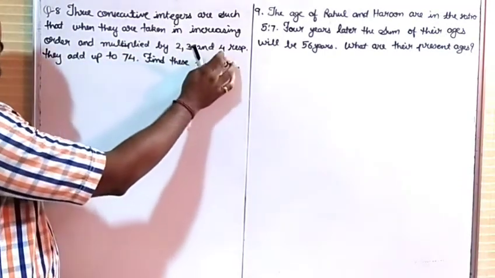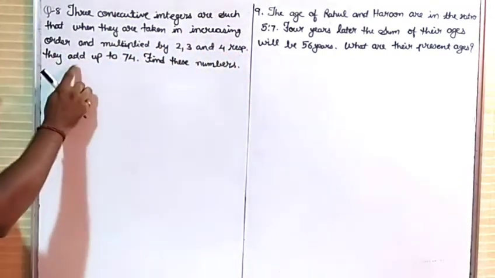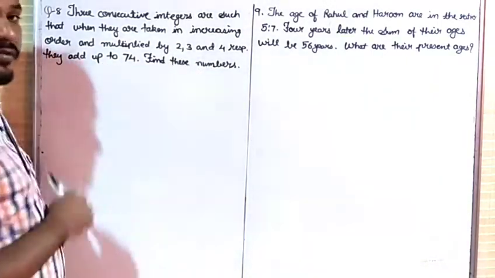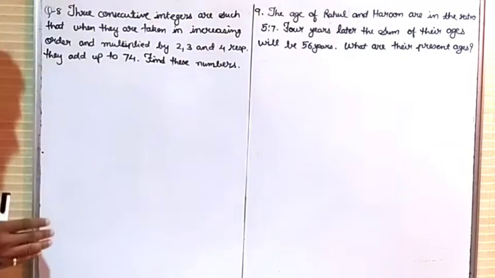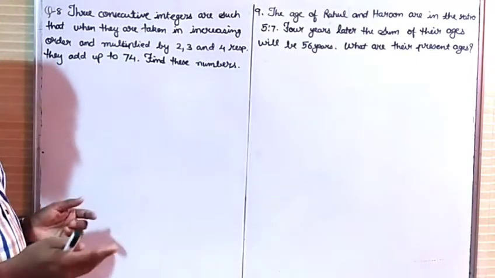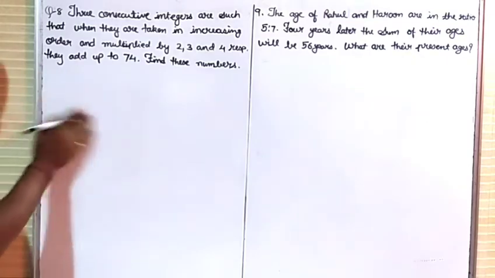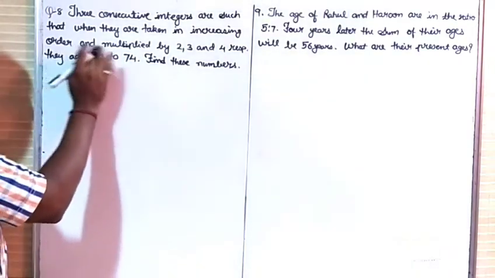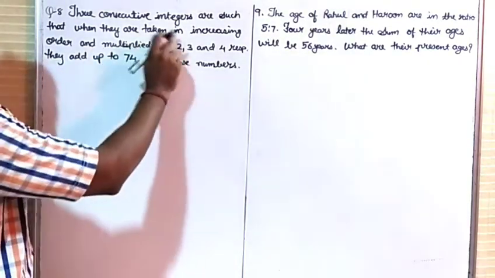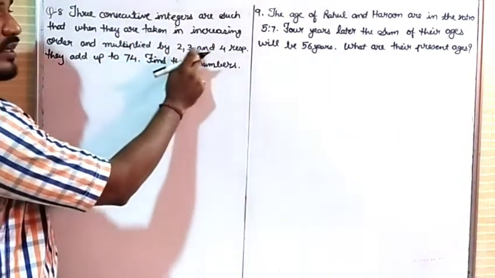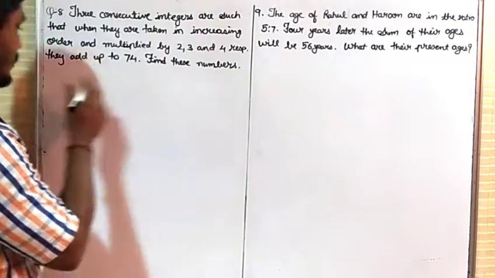Sum number 8. Three consecutive integers are such that when they are taken in increasing order and multiplied by 2, 3 and 4 respectively, they add up to 74. Find these numbers. Now dear student, again the same condition. Here we have to take three consecutive integers, but the condition is that they are taken in increasing order and multiplied by 2, 3 and 4 respectively.